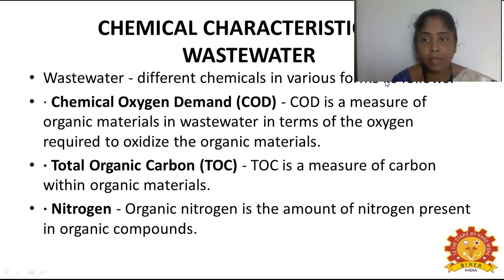The next one is the chemical characteristics of wastewater. What are the various forms that can be defined? They can be defined with the help of various terms, such as COD, the chemical oxygen demand. This is the measure of organic materials in wastewater in terms of the oxygen required to oxidize those organic materials. That is COD. The next one is TOC, the total organic carbon.